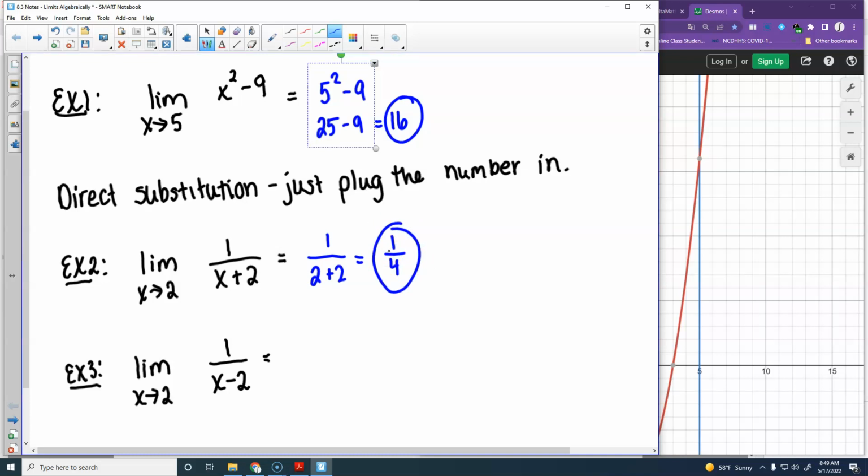Now, it can happen like we're going to see on example 3. We got the limit as x approaches 2 of 1 over x minus 2. So if we plug in 2 minus 2 here, we're going to get 1 over 0. What is 1 divided by 0? It is not 0. 0 divided by 1 is 0. It's undefined. So if we see this happening where we've got a number divided by 0, this is going to tell us the limit does not exist.